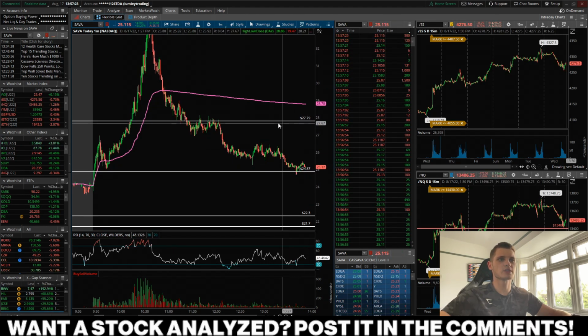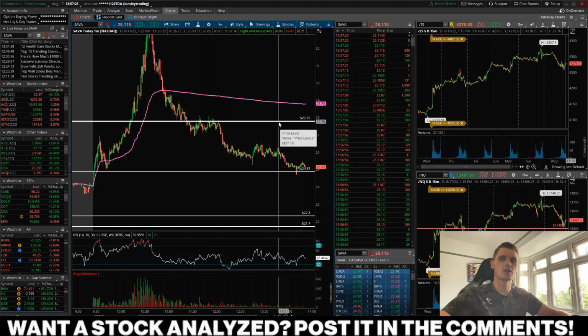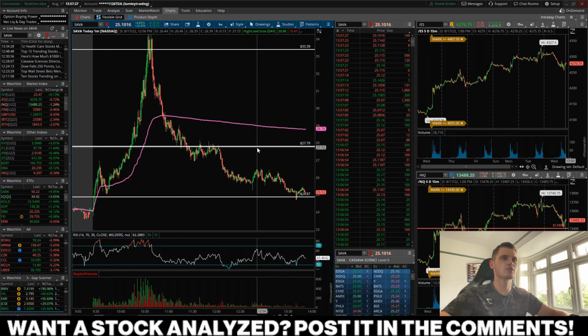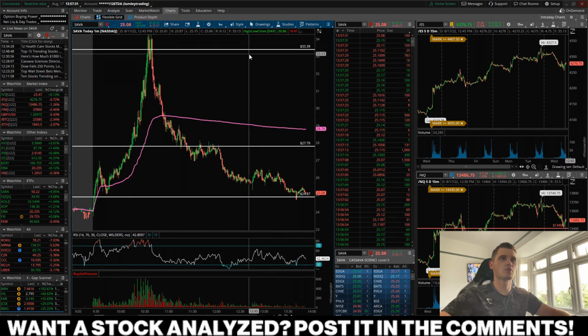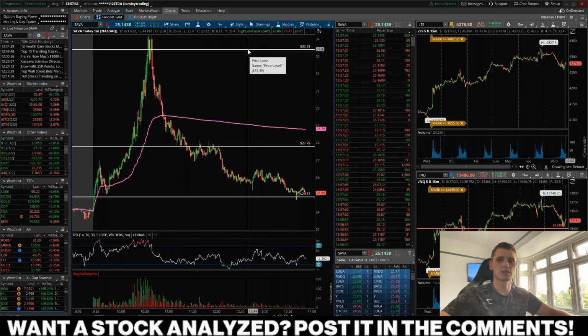However, if we bounce off this level, come and retest this $27.80 level. If we can break over, retest, and buying pressure kicks in, then we would expect a push back to around the $33 mark.